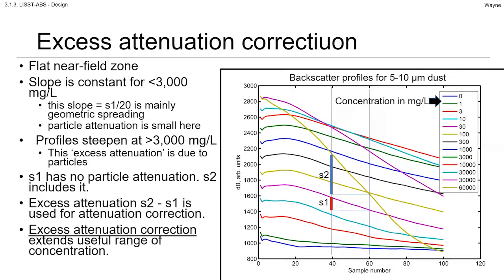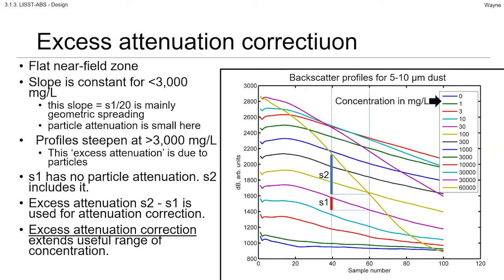This plot shows backscattering profiles for a concentration series of 5 to 10 micron sorted Arizona test dust. On the x-axis is sample number of the received backscattering acoustic energy after all of the internal processing. Here you could also think of the sample number as the distance or range from the transducer. The y-axis is the magnitude of the received backscattering in logarithmic units. And each of the different curves, increasing from the bottom of the plot towards the top, is a different concentration, ranging from no sediment added to 60 grams per liter.